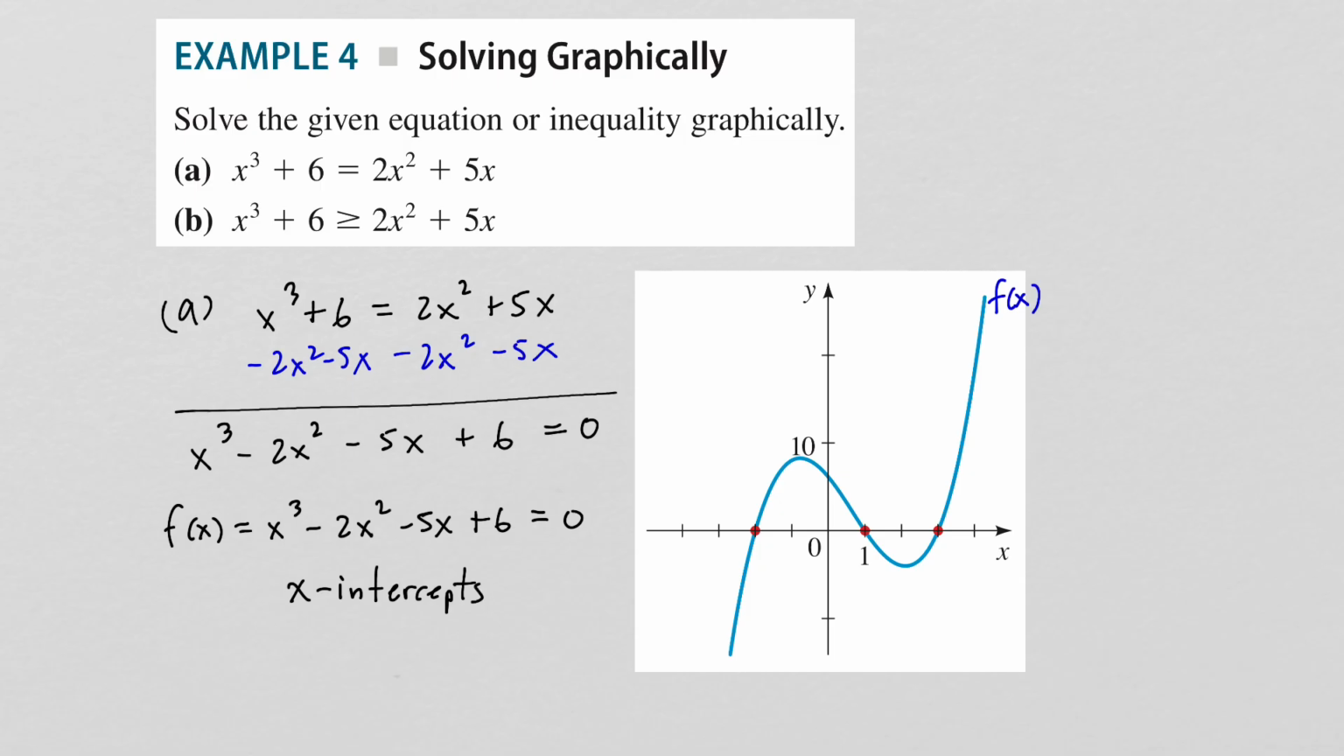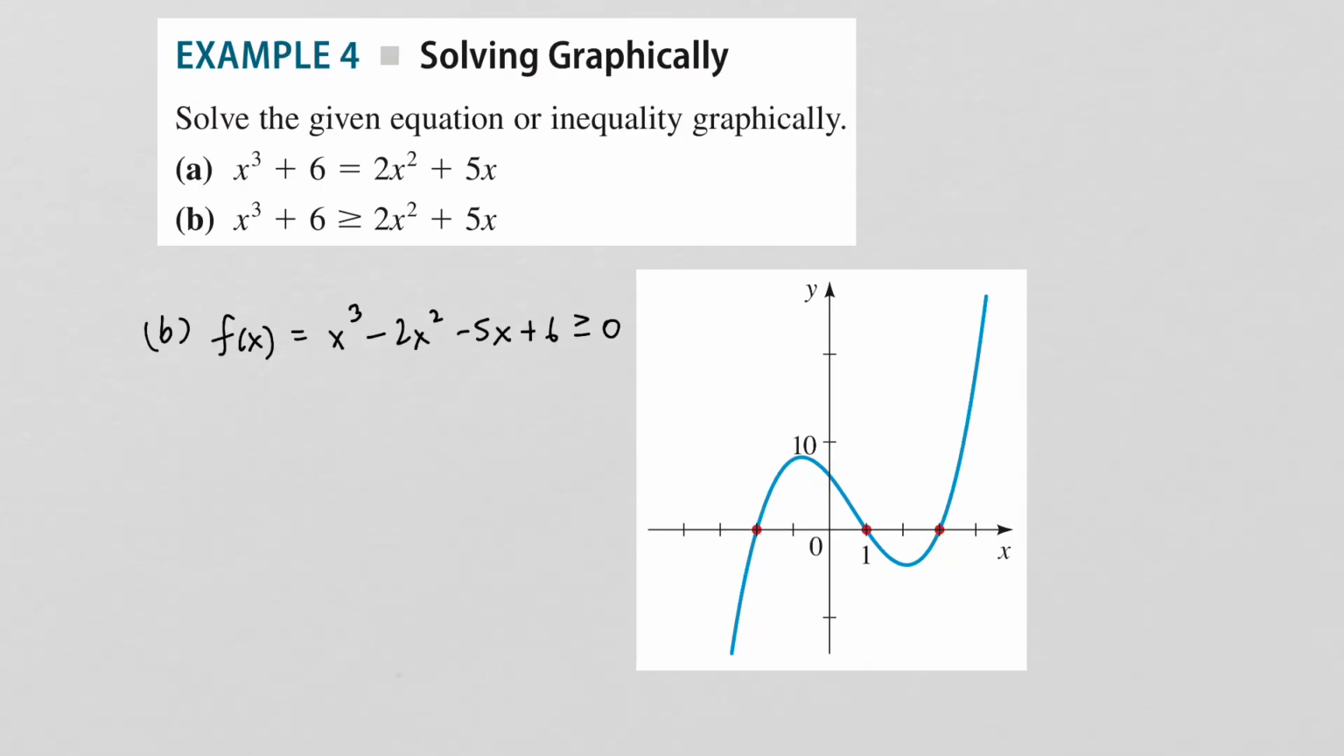And you can see on this graph, we have an x-intercept here. That's at x equals negative 2. We have one here at positive 1, and we have one here at positive 3. So the solution for part A is x equals negative 2, 1, and 3.